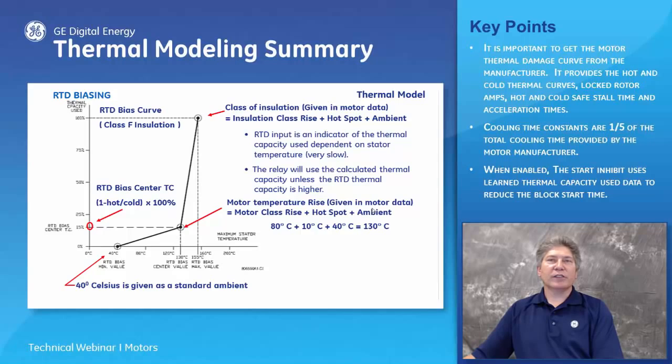So let's review our example. In this example, the class of insulation is F. Maximum temperature is 155 degrees C. There are 4 set points to program. RTD bias maximum value, which is set to 155 degrees C. RTD bias minimum value, 40 degrees C, which is considered a cold motor. And RTD bias center value, which is 130 degrees C. The RTD bias center thermal capacity is calculated by 1 minus the hot over cold, times 100%.